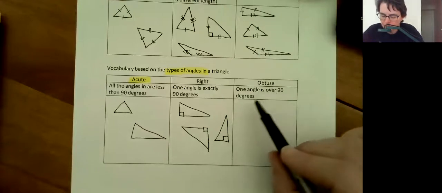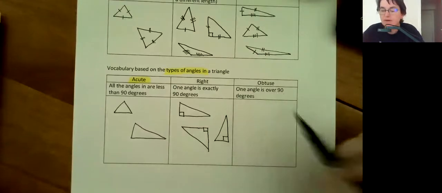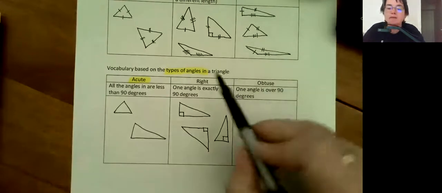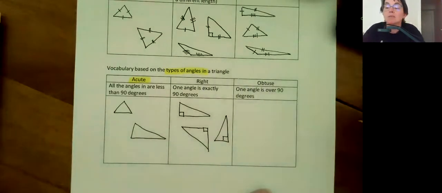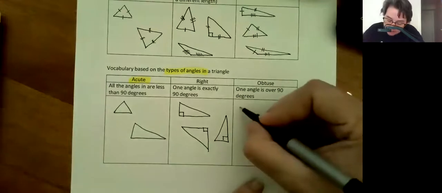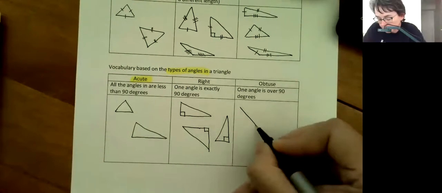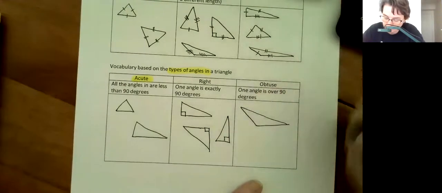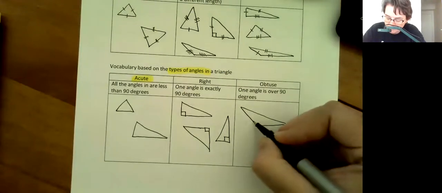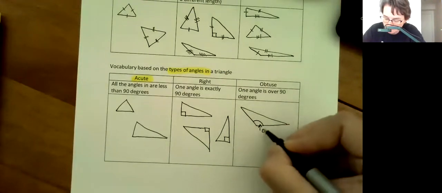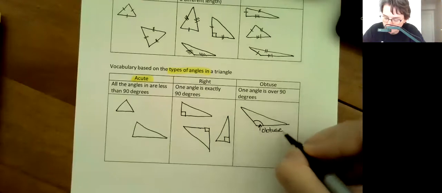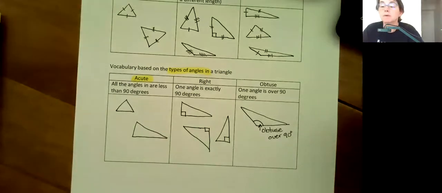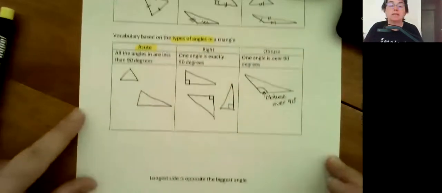An obtuse triangle is one where one of your angles is over 90. And that's what I was drawing up here. I was calling them wide triangles. The right word is obtuse. Okay, so this one here. Basically, it's more than a square corner. Okay, cool. So let's say we'll put a little room down here.